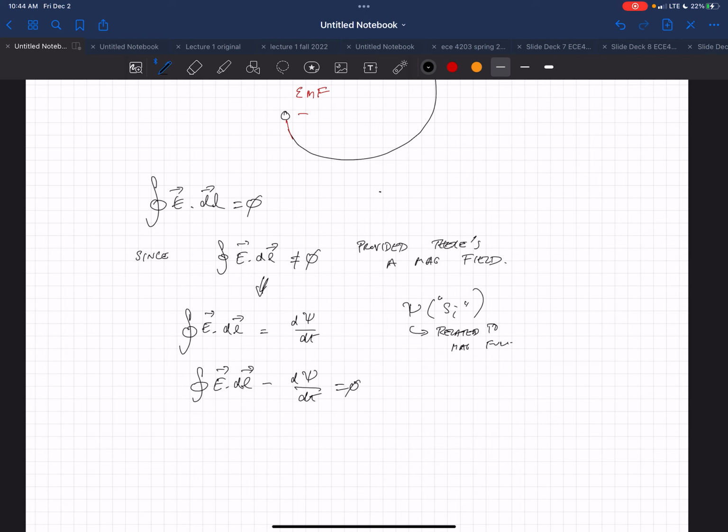Or another way to write this is curl of E is minus d by dt of B. So these are two ways to write Faraday's law. But what that's saying is, he noticed that basically this is a definition that if you have a magnetic field that's changing with time, it's giving rise to a potential.